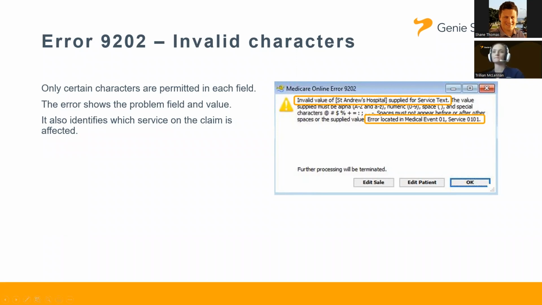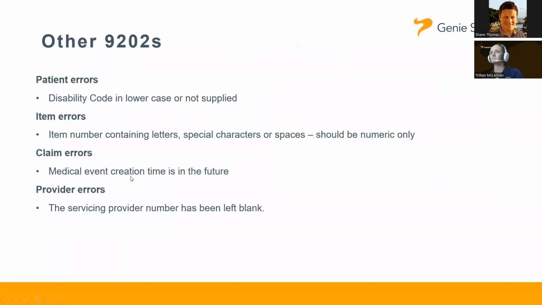claim. In this case, resolving the error will depend on which field has been identified, the service text, and as per the previous error with the service time, this can be resolved by going into the patient's account history, double-clicking on the item, edit it, and then you can retransmit the claim, and that should go through successfully. There are other 9202 errors that you might see.